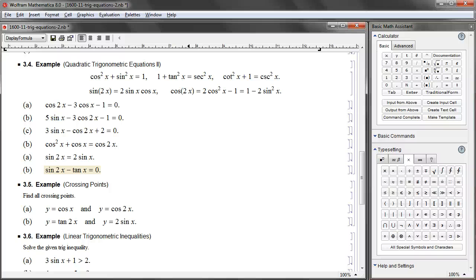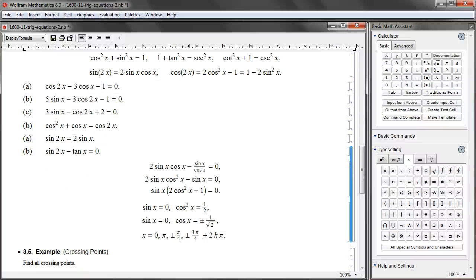Sine of 2x minus tangent of x is equal to 0. So on the left hand side, let's apply the double angle identity for sine, and to the second term, apply the quotient identity. Tangent is sine over cosine. Now what do we have?